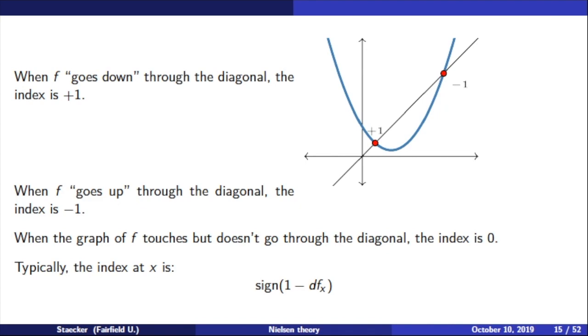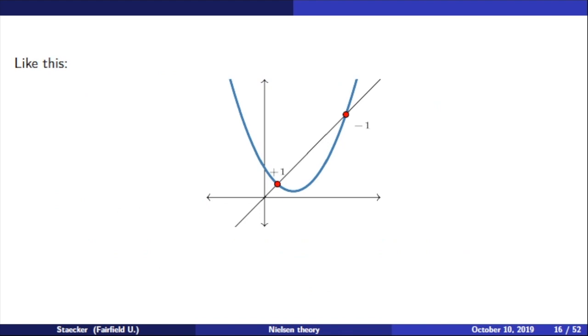Typically, the index is just like this. I was describing it kind of informally here. But if you have a derivative of your function, then the index is the sine of one minus the derivative. This will capture what I was saying about going down or going up. All right? So it looks like this.